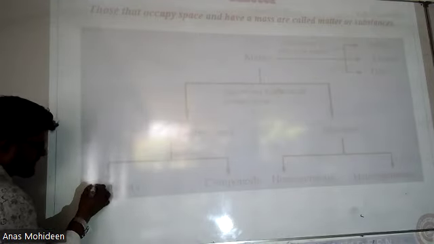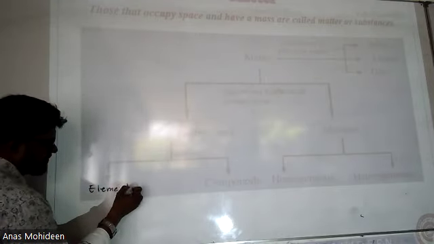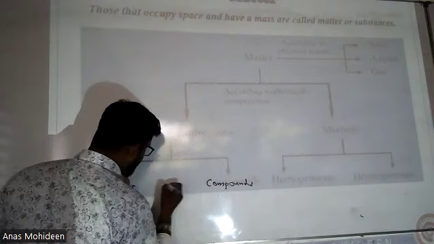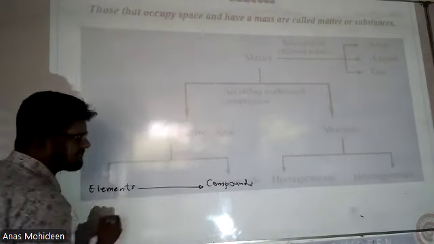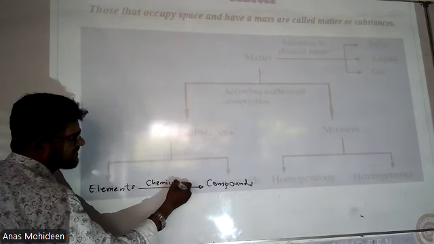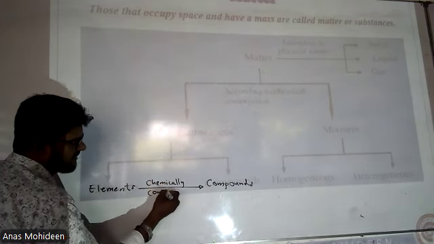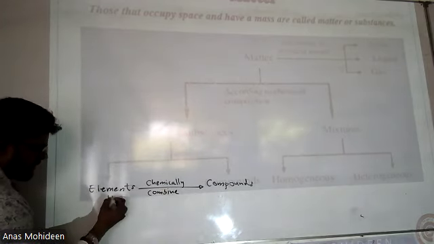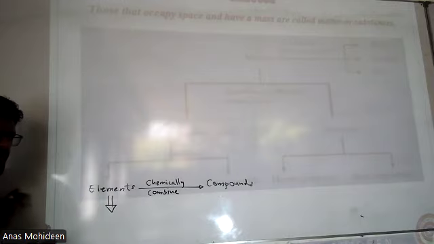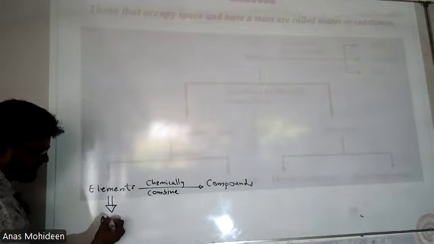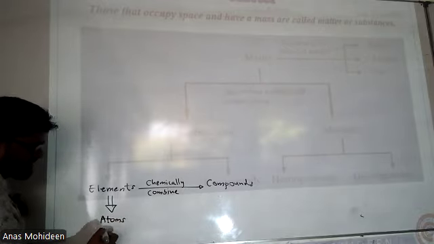When you come to elements and compounds, elements chemically combine to form compounds, right? And you know, more than 100 elements are there. All those elements are made of their own atoms.